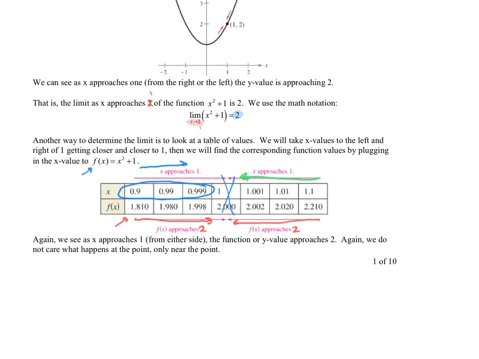Let me restate that. What we just showed is the limit as x approaches 1, as my x values get closer and closer to 1, of this function, x squared plus 1, my y value approached 2. So we just evaluated our first limit both graphically, looking at the picture and seeing what the y value is approaching, and using a table, plugging in the numbers and indicating what our y value is approaching.